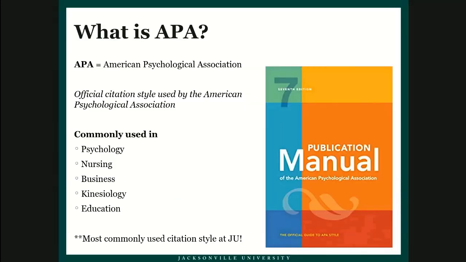So what is APA? APA stands for the American Psychological Association. So the APA manual is the official citation style used by the American Psychological Association. It is the most commonly used citation style at JU. Nursing, business, kinesiology, and education, those all primarily use APA style, but always follow your professor's guidelines. So in the assignment, your professor will explain which citation style to use.